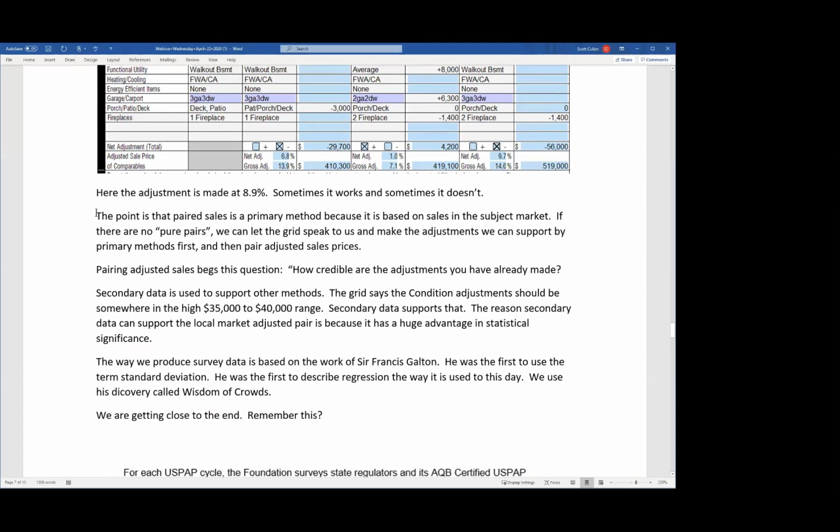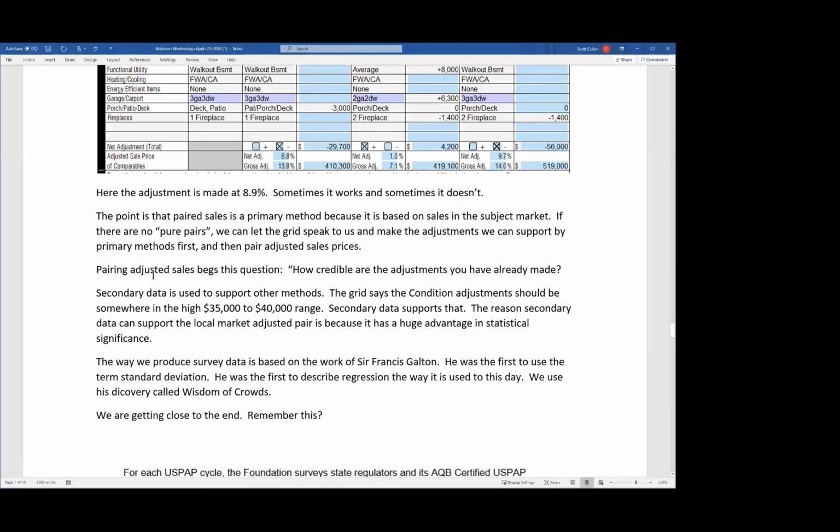The point here is that the paired sale technique is the primary method. But because we're doing adjusted pairs, it's weakened because we're not pairing pure comparables, right? They're not differing only in one respect. So that's the time when we need to use secondary data to back up our pairing within the grid. And that's what I know works in my market anyway, using survey data.